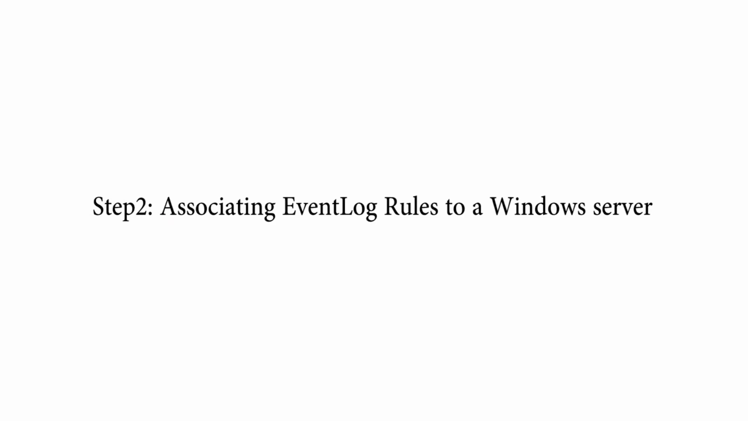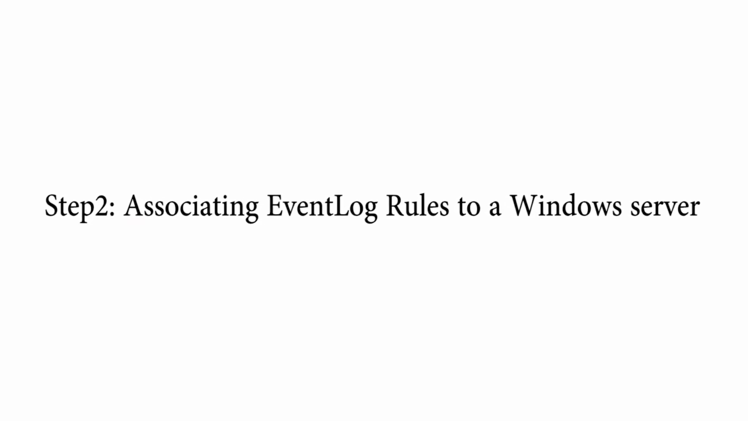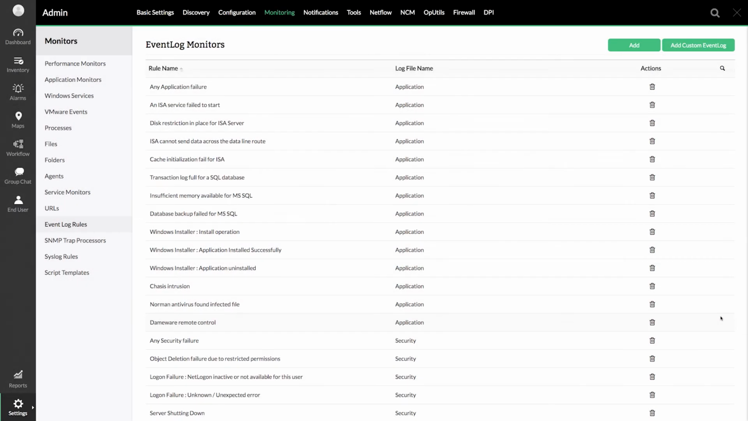Step 2. Associating event log rules to a Windows server. OpManager uses WMI to fetch the details of event logs. So, discover the device by providing an administrator user account with remote WMI access privilege. You can also use a non-administrator user account, but make sure that the account has proper access to collect the event logs via WMI. Now, let me discover a Windows server and demonstrate how to associate the event log rule for monitoring.